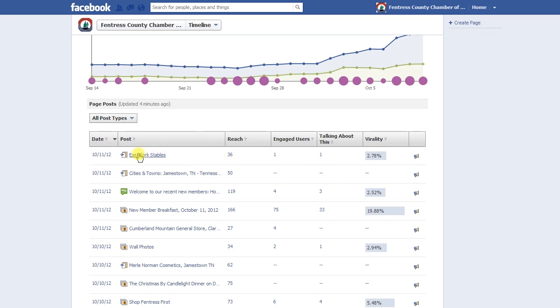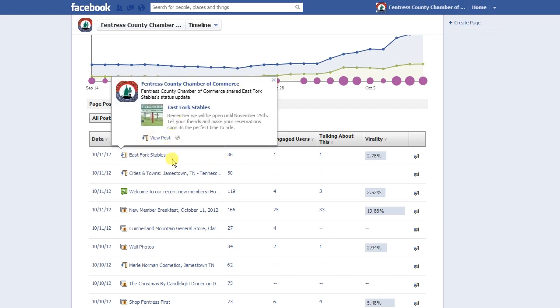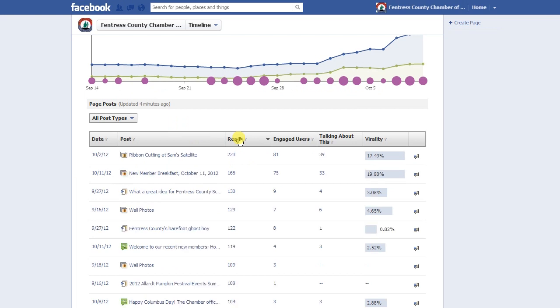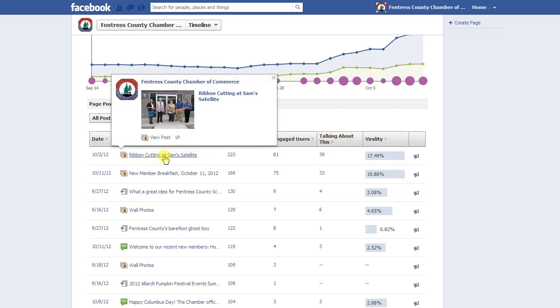You just hover over and it will bring up what it was. And this gives you information on which posts work the best, because you are able to put these things in order. So let's click on reach here and see it changes the order of the posts to the ones that had the most reach. Now this one reached 223 people. So that's pretty good. So you can go over to it, you see what it was. It was a ribbon cutting.